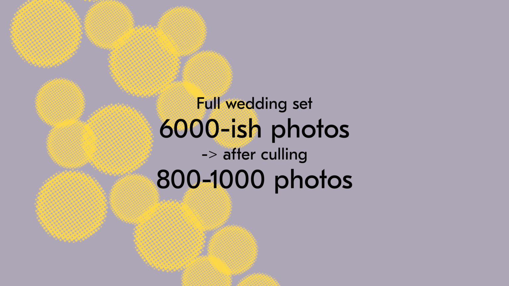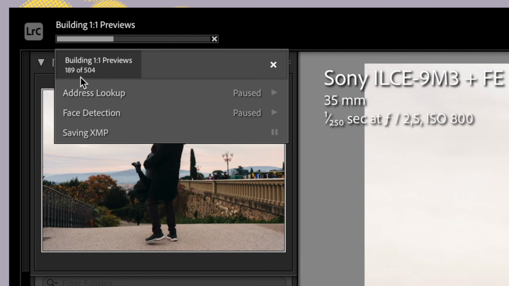And then when my images are culled, I only import the selection of the images to edit, right? So much fewer photos than the entire set. For example, at a wedding, I shoot around 6,000 photos. And then after culling, I'm left with around 800 to 1,000. And that's what I'm going to import to Lightroom, meaning a much shorter time of generating previews.